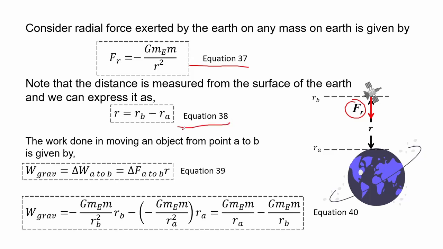The work done in moving an object from point A to B is given by equation 39. Further expanding the equation, we have the expression for the work shown in equation 40. So, the work done by gravity is only dependent on the initial and final position of the mass, hence it proves that the work done by gravity is conservative.